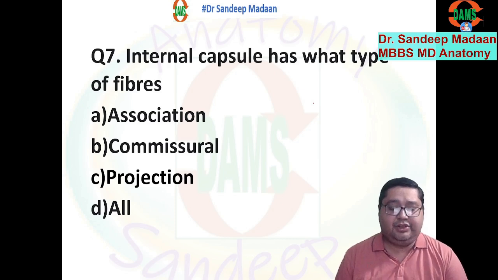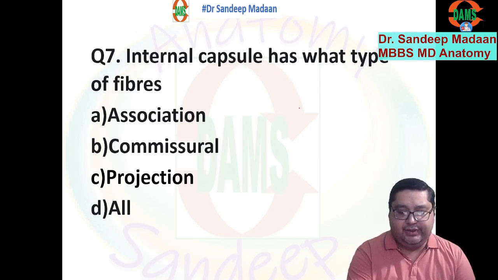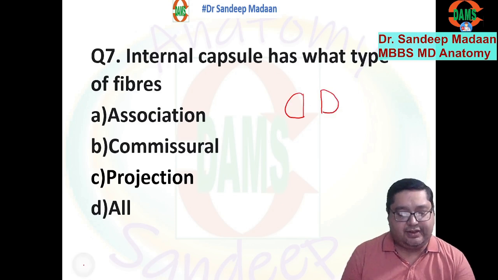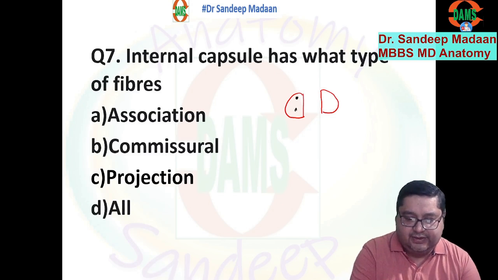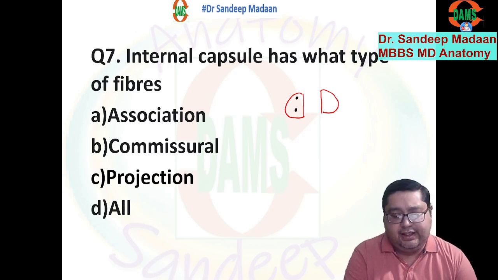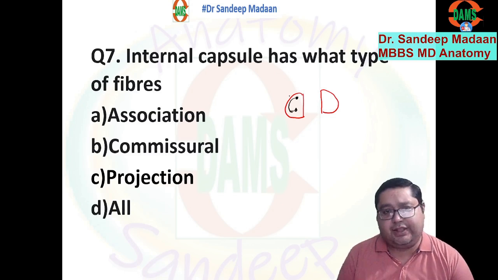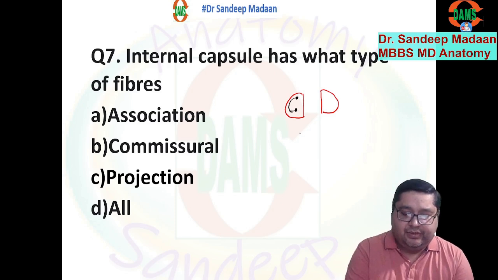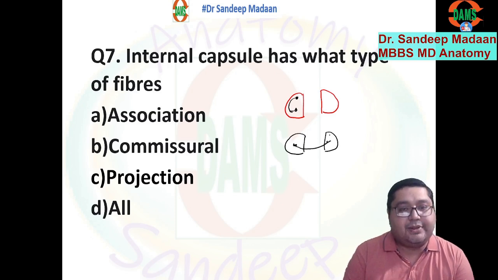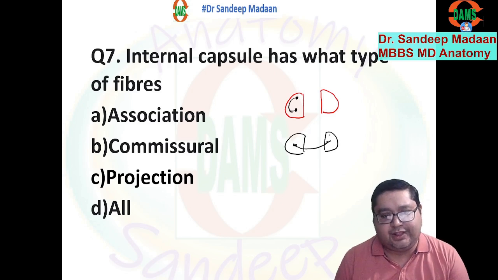Is it having association fibers? No. Association fibers are those which will be connecting the two areas within the same hemisphere. Okay. So within the same hemisphere, we have the Wernicke's area and the Broca's area, and the fibers which are connecting them are called association fibers. One example is the arcuate fasciculus. Commissural fibers are those which will be connecting the areas across the hemisphere. The biggest example is the corpus callosum, otherwise any commissure for that matter.